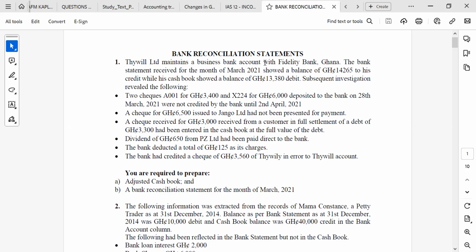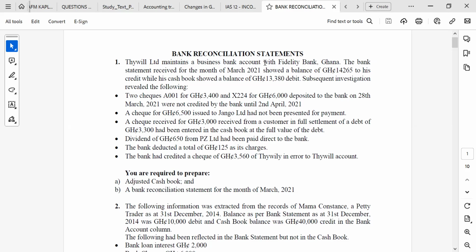Okay. They say two checks deposited to the bank on 28th March were not credited by the bank. We are depositing that, so it means that we have already entered this particular transaction. We received the check from the people, so we have done a double entry. We debit our cash book, the bank column, then we credit the customer's account. But we have sent the money to the bank now, and the bank is yet to carry out the transaction. So uncredited checks and unpresented checks have already been entered into the cash book already.